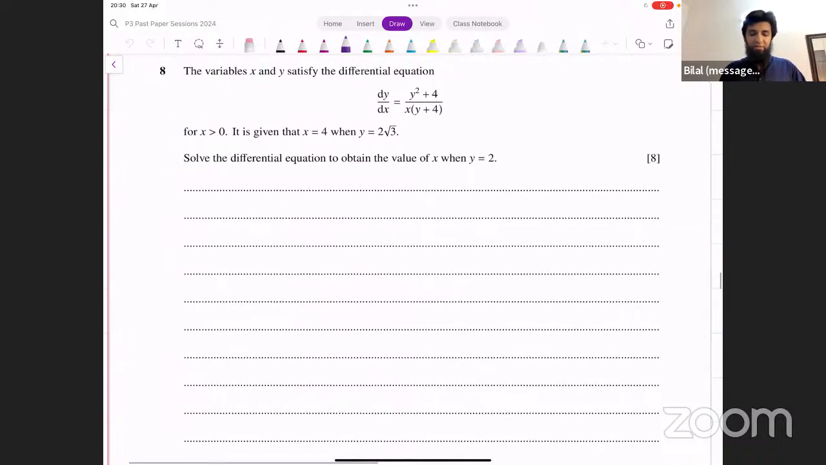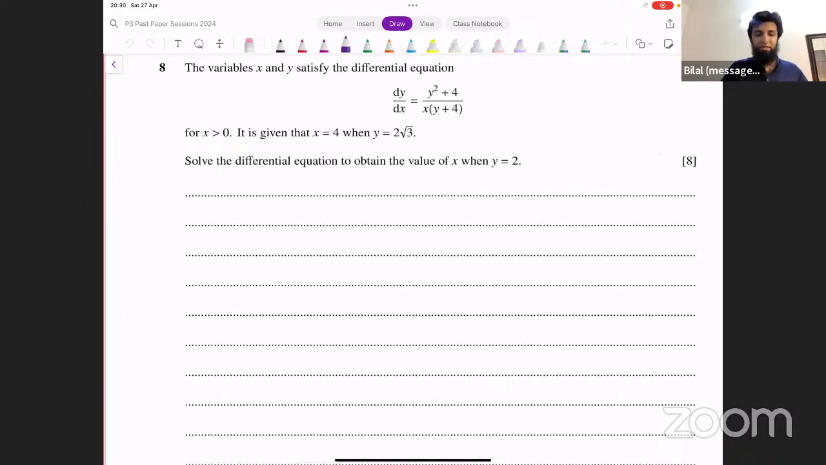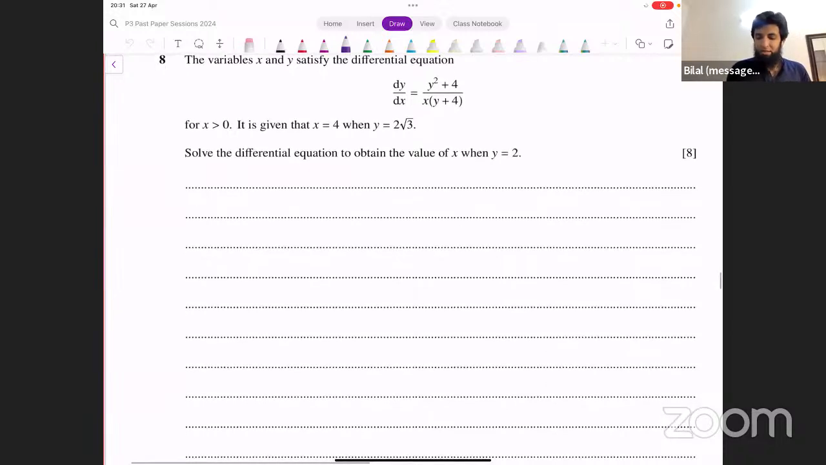It says the variables x and y satisfy this differential equation for x greater than 0. It's given that x equals 4 when y equals 2 under root 3. Solve the differential equation to obtain the value of x when y equals 2. Now, how do you solve differential equations again? We separate the variables, integrate both sides. We want y terms on the left side, x terms on the right side. How can we do that?